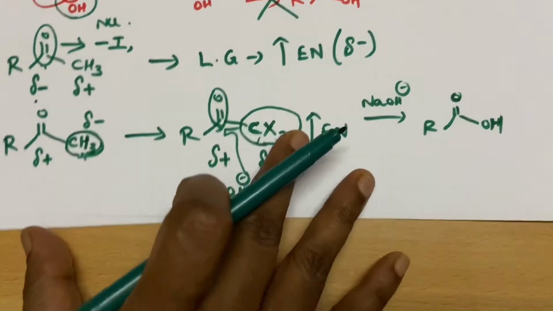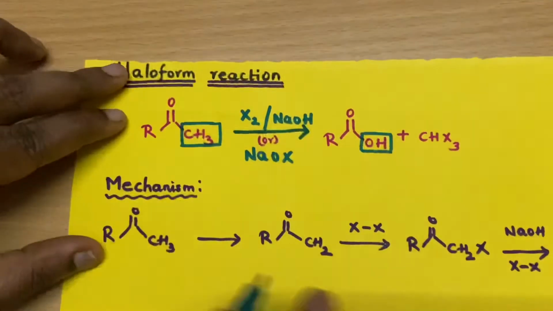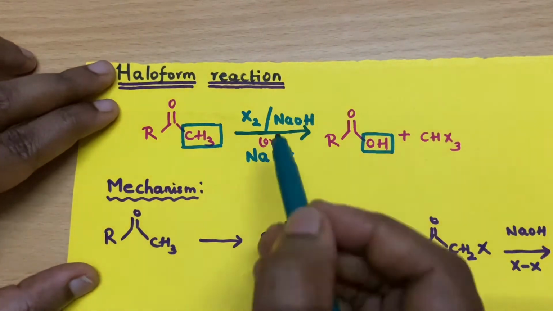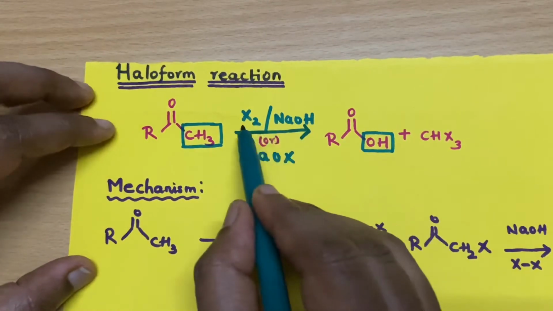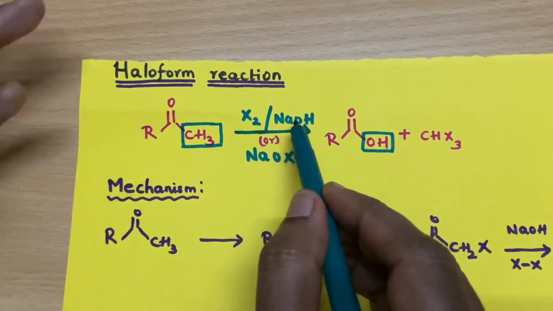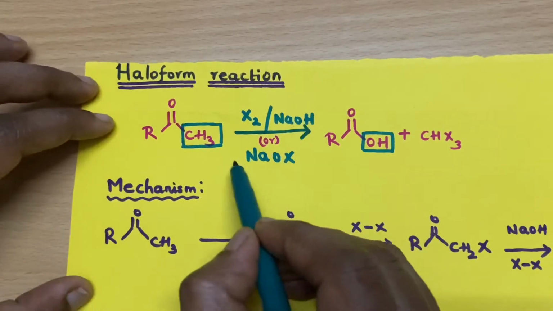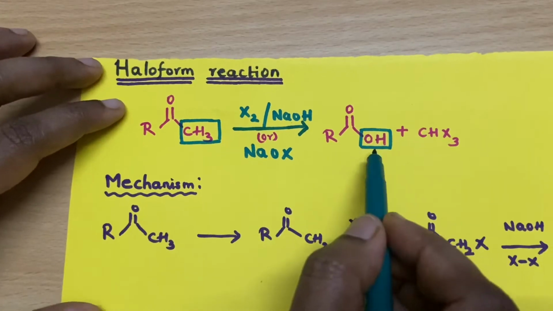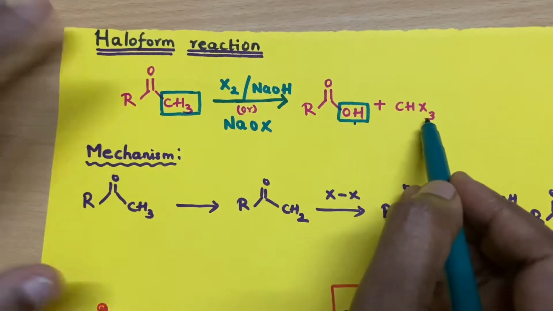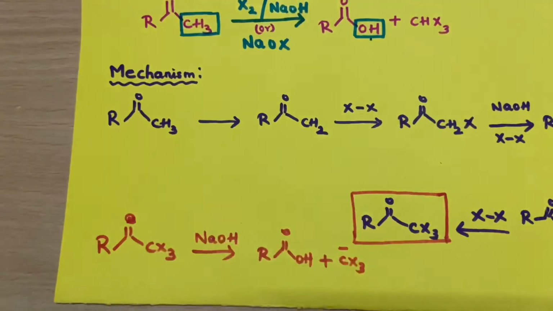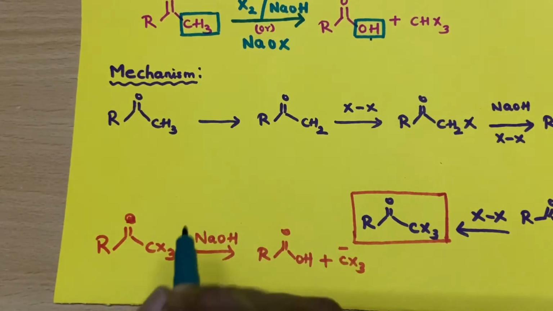So how are we going to do this? You see, this is your haloform reaction. The reagents are your halogen and sodium hydroxide, or these two will react in a disproportionation reaction to give you the hypohalite. So your CH3 is replaced with OH and you will get the byproduct. I told you already. So how does this reaction go? What is the mechanism of this reaction?